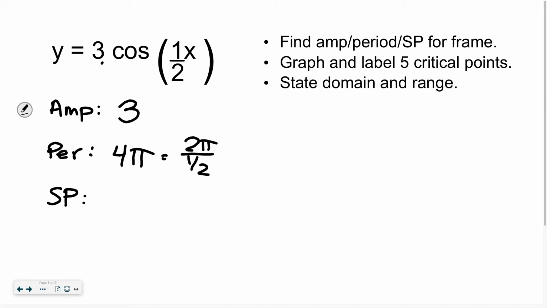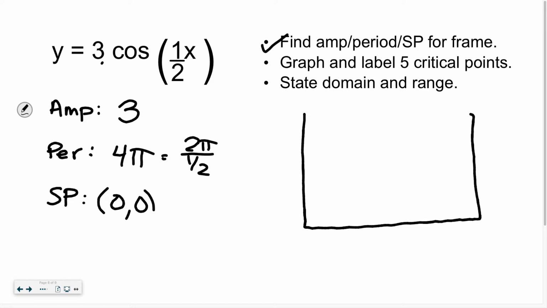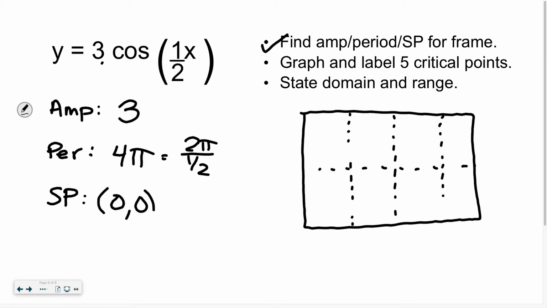All right, and then Grace, what did your group say for a starting point? 0, 0. Notice there is no C or D being added or subtracted, so starting point is going to be 0, 0. Okay, we got the stuff from Friday. Now we're going to build a frame. There's my window. I'm going to make my 8 panes because this is how I'll decide where my critical points are going.